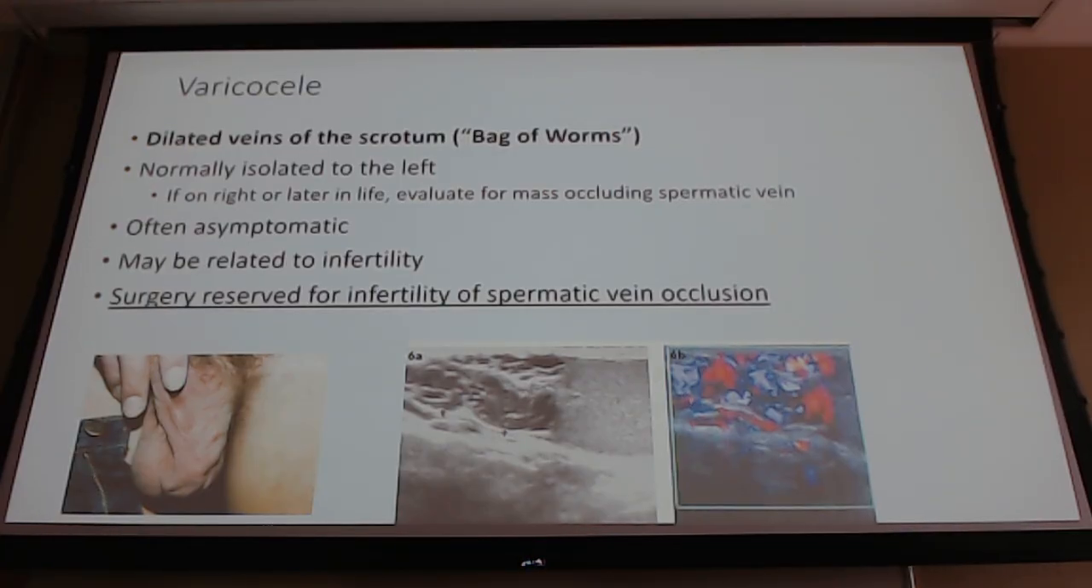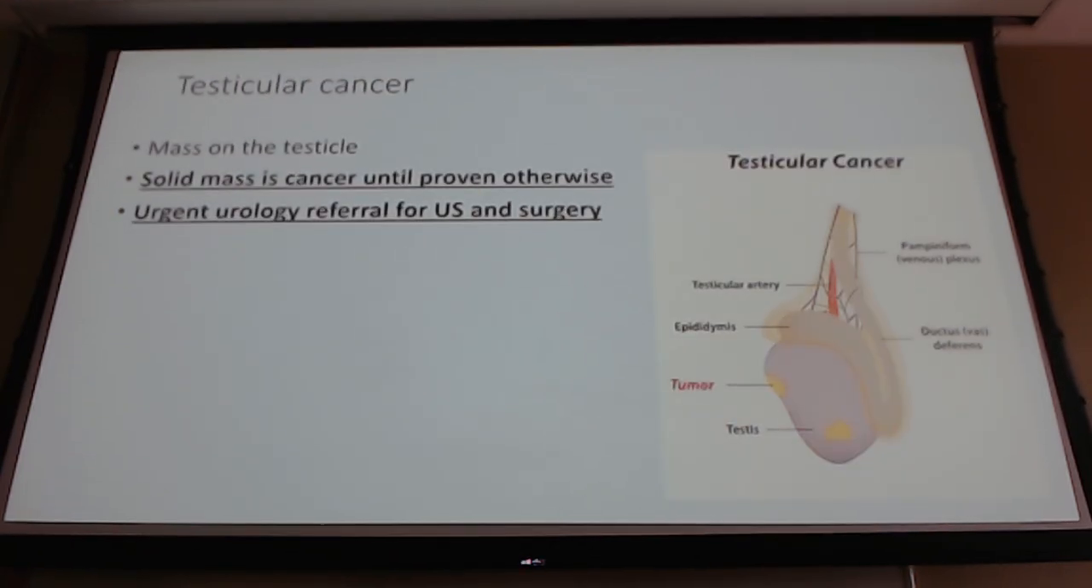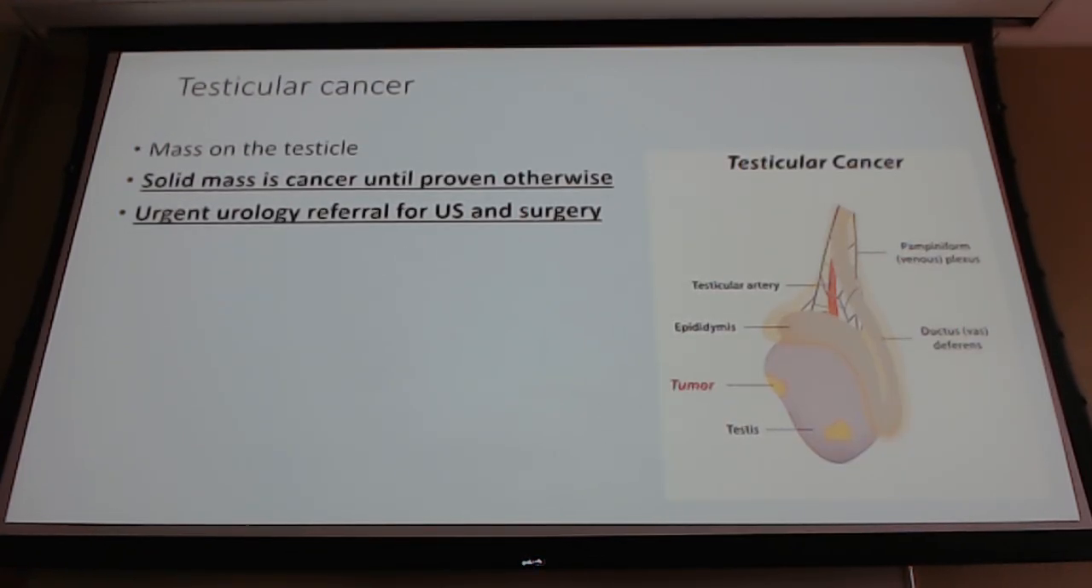You can see these in infertile men, so we try to fix these in young men who are trying to have children. Blood pooling around the testes means increased temperature, which means decreased fertility. So if they want to increase their fertility and or they're symptomatic, you can send to urology to fix.